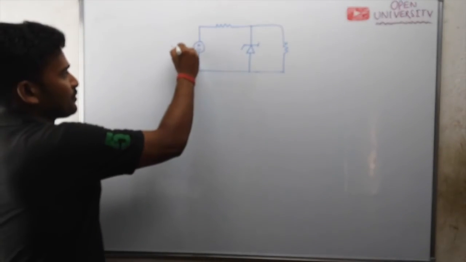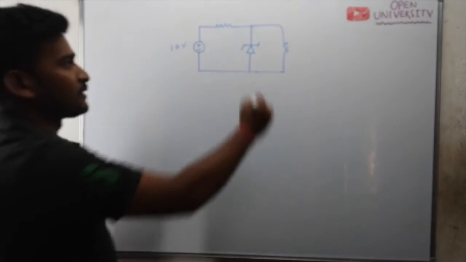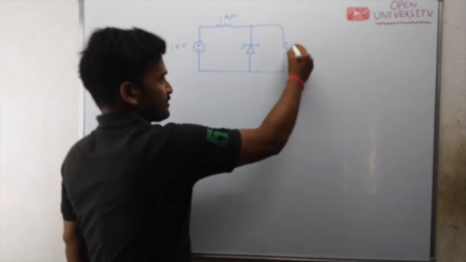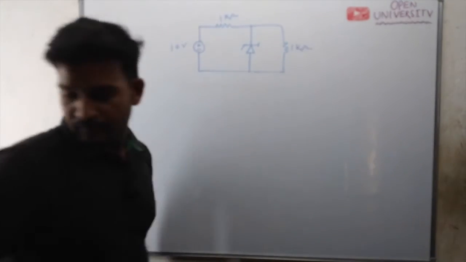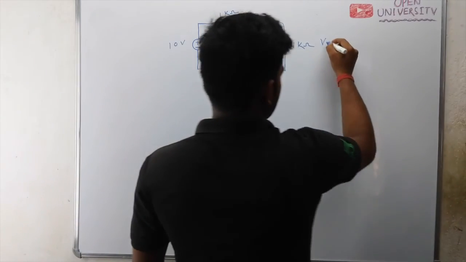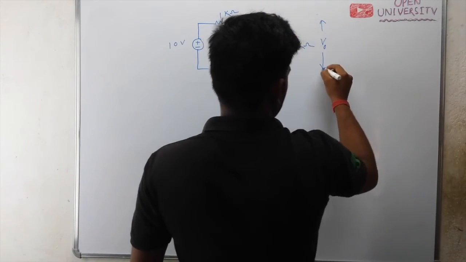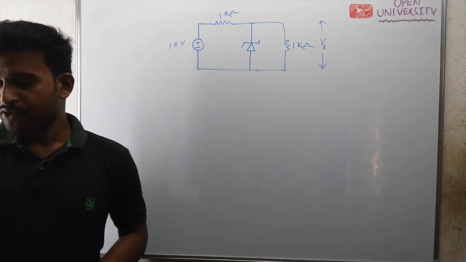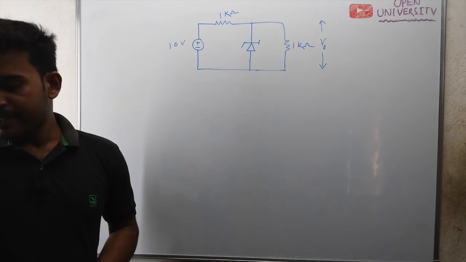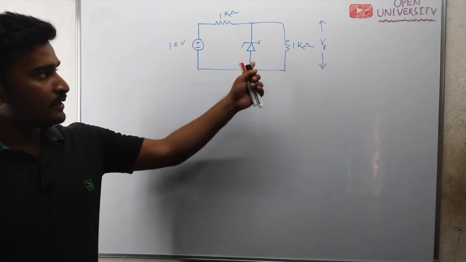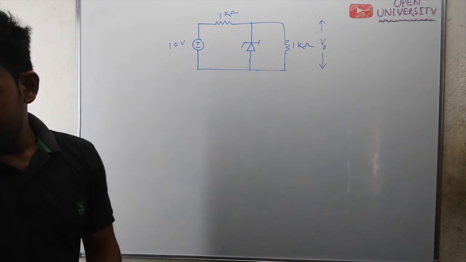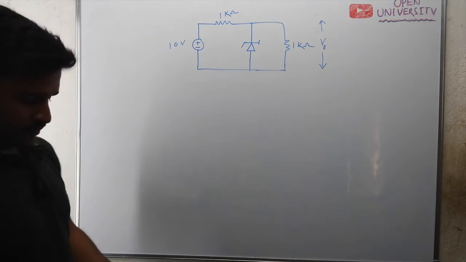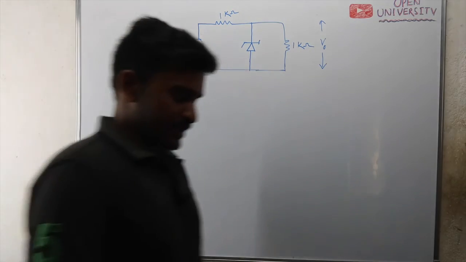This value is 10 volt. Vs is given to be 10 volt and this value is 1 kilo ohm. Load resistance is also 1 kilo ohm. This is your output voltage. The question is to calculate the output voltage in the circuit shown if the Zener diode is ideal. It is an ideal Zener diode, so Rz is 0 and it has breakdown voltage 6 volt. So the voltage across the Zener diode is 6 volt. The Zener breakdown voltage is given to be 6 volt.